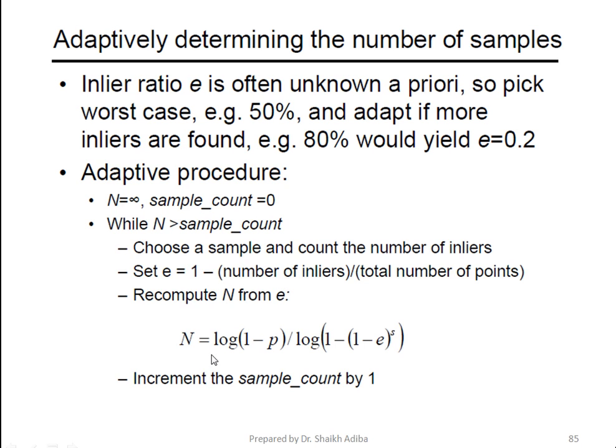We are recomputing n from E given the equation n equals log(1 minus p), where p is the probability, upon log(1 minus (1 minus e) raised to s). S is the number of points that we have taken initially. We have to recompute n and then increment the sample count by 1. After every iteration, this sample count will be incremented and the value of e will be changed. From the value of e, we will be computing n again and again here.